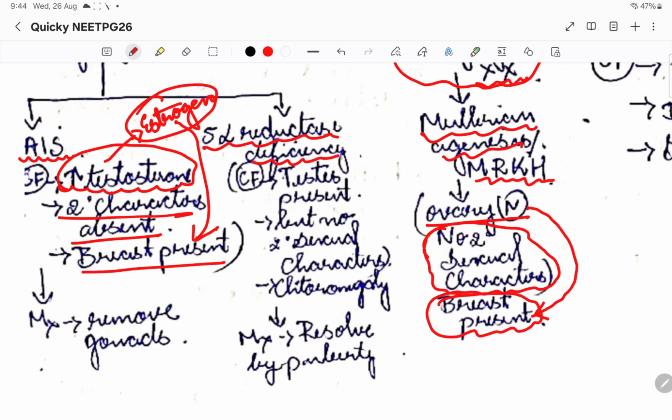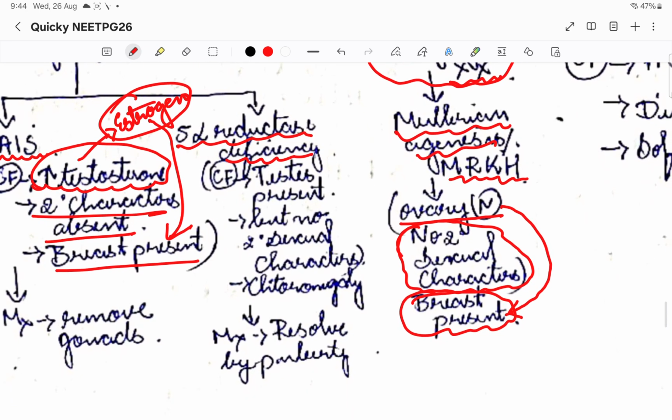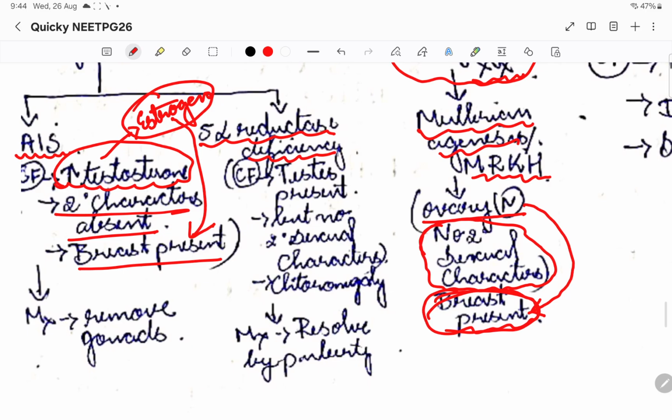Here also in karyotype XX Mullerian agenesis, the breast is present because the ovary is normal. Here also there is a gonad and the ovary is there, and that is what is producing testosterone, and this testosterone is getting converted into estrogen, and that is why the breast is present. Then coming to 5 alpha reductase deficiency, here the testis will be present but there is no secondary sexual character, the reason being there is no conversion of testosterone to DHT.